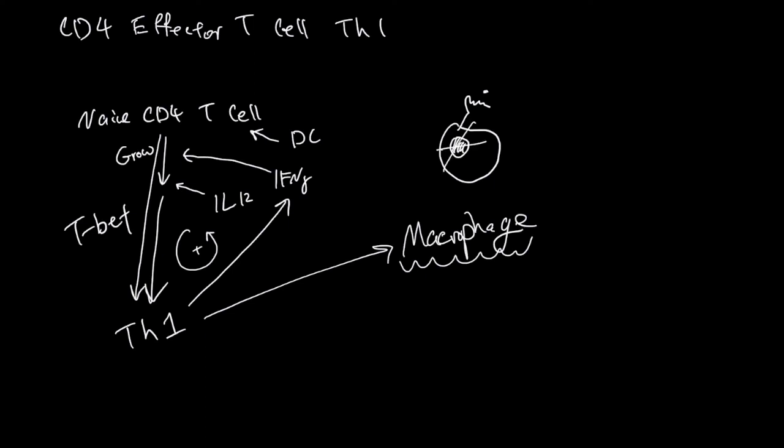engulfed vesicle. Overall, the CD4 effector T cell, T helper 1, gets rid of the intracellular pathogens.